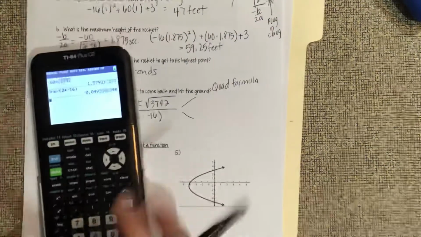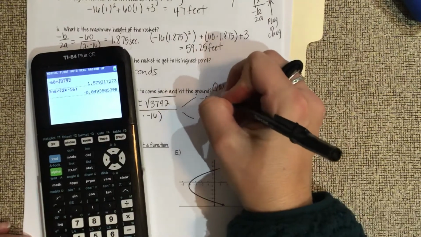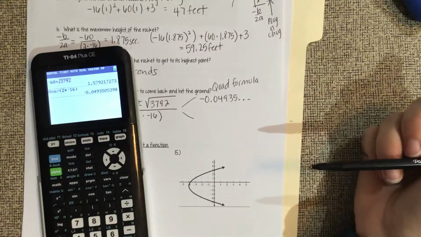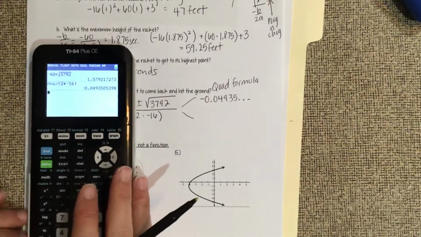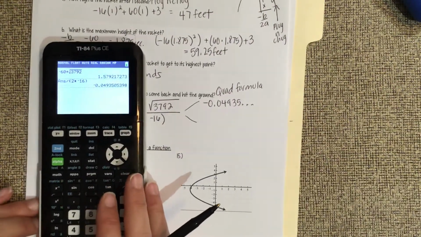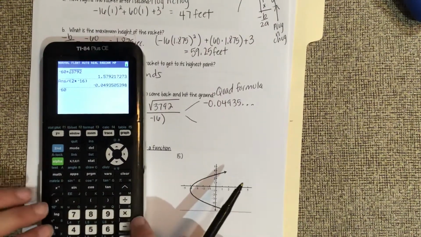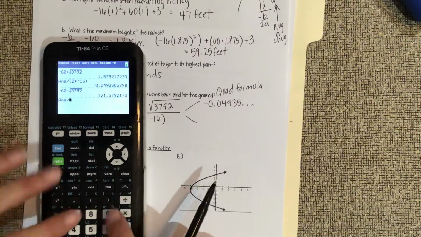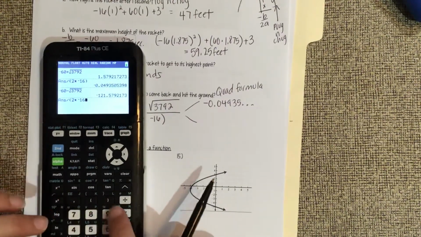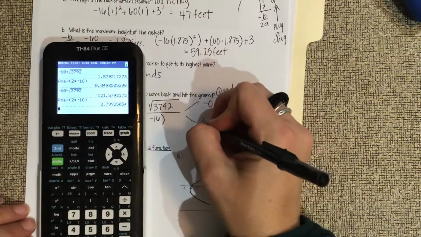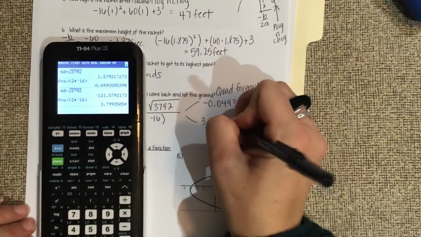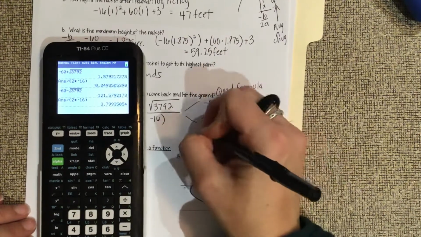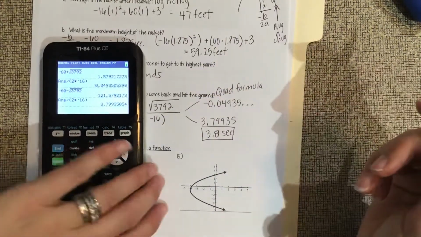And that gives me negative 0.04935, and so on. Does negative time make sense? No, it does not. So then we have to do the minus version. So we've got negative 60 minus the square root of 3792, all of that divided by 2 times negative 16. And that gives us 3.79935. So about 3.8 seconds for the rocket to come back and hit the ground.